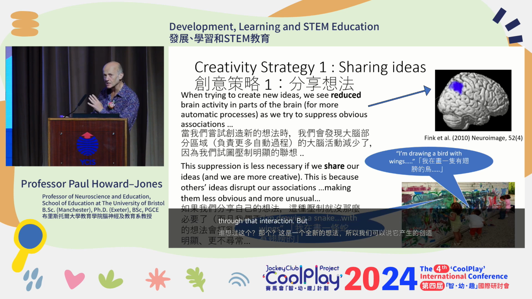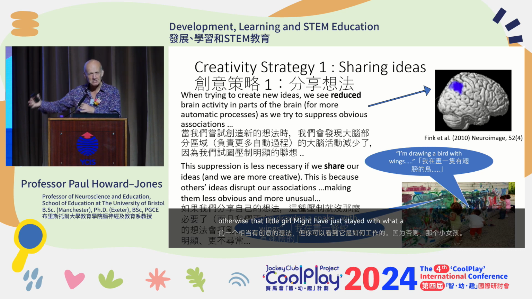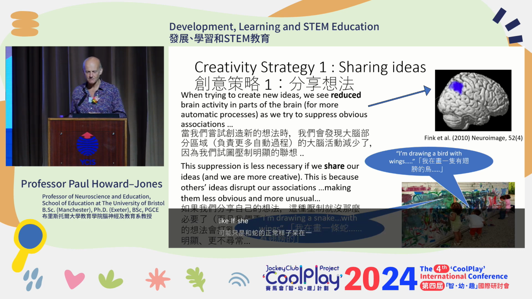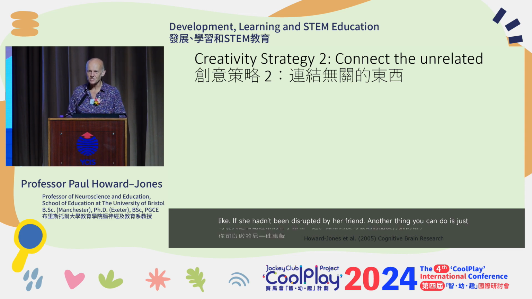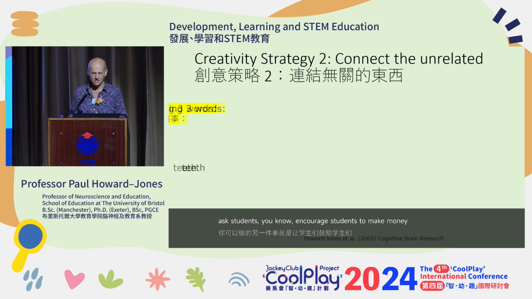But you see how it works, because otherwise that little girl might have just stayed with what a snake normally looks like if she hadn't been disrupted by her friend. So another thing you can do is just ask students, encourage students to make unexpected connections.